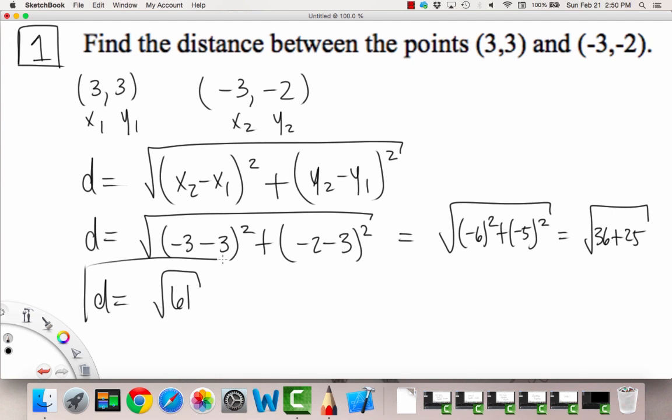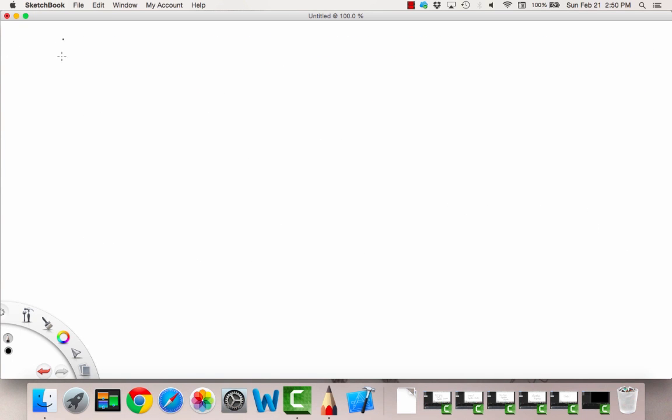Okay, so this is our distance, and now let me put a twist on it. Well, not really. We're just going to flip things around. What if in the beginning I labeled these differently? What if this was x2, y2, and this was x1, y1? Let's try that on the next slide. So 3, 3 is going to be our x2, y2 now, and negative 3, negative 2 is going to be our x1, y1.